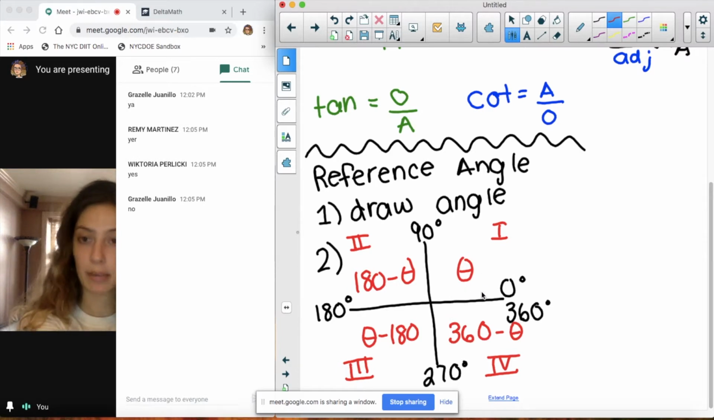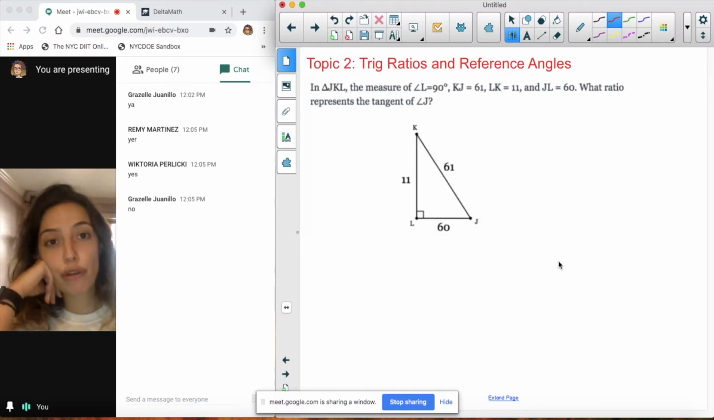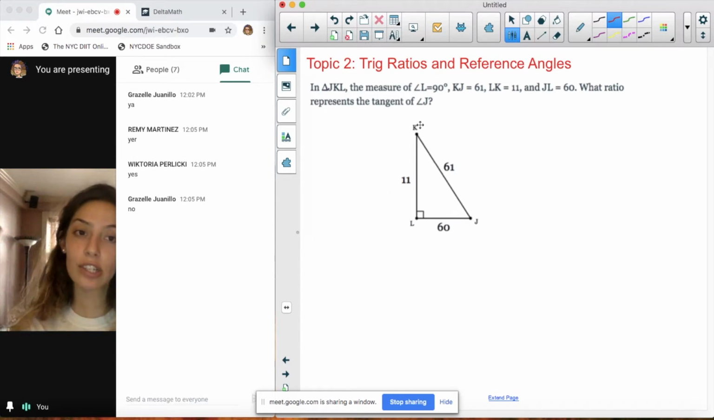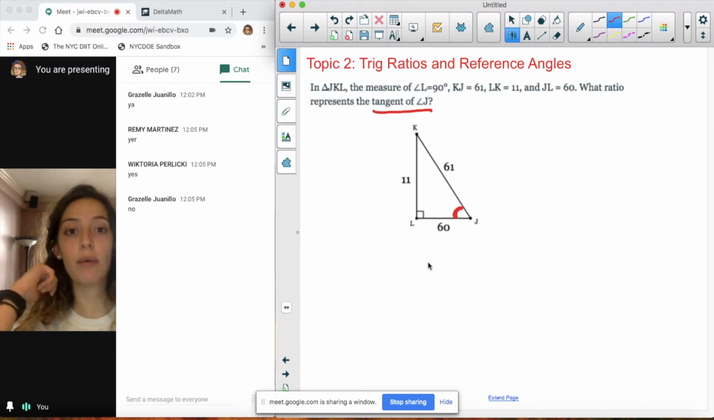So we're going to get to some examples now. All right, so first example we're going to practice with the trig ratios. It says, in this triangle, what ratio represents the tangent of angle J? So we're actually going to find all 6 trig ratios of angle J, just so we have the most practice. So here is our angle that we're looking at.